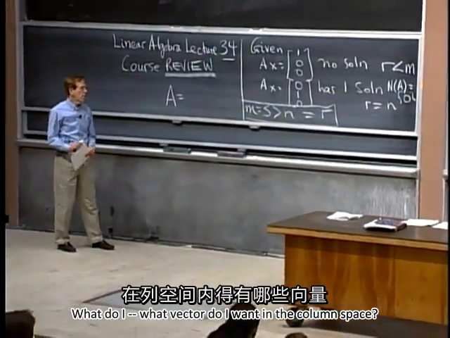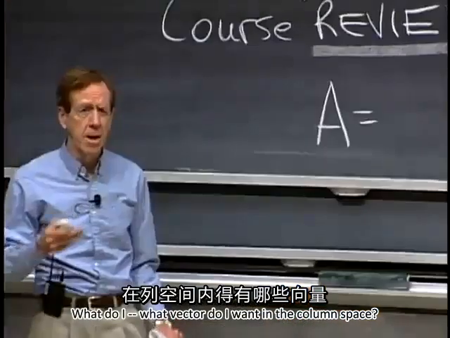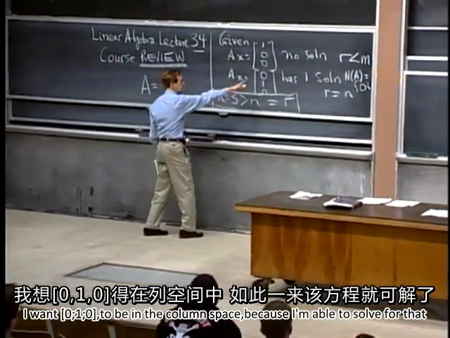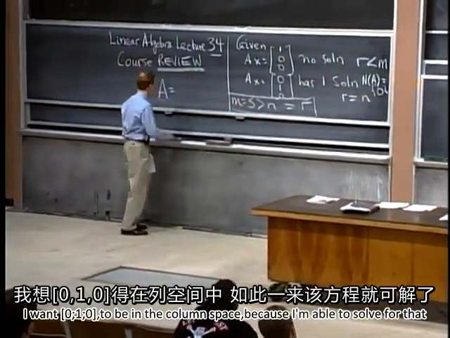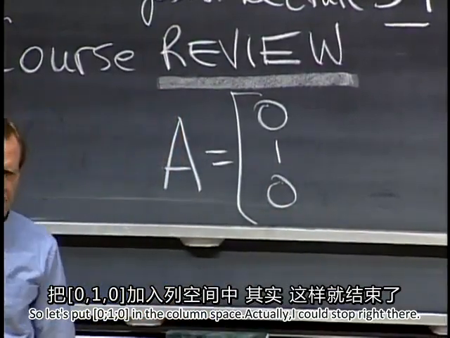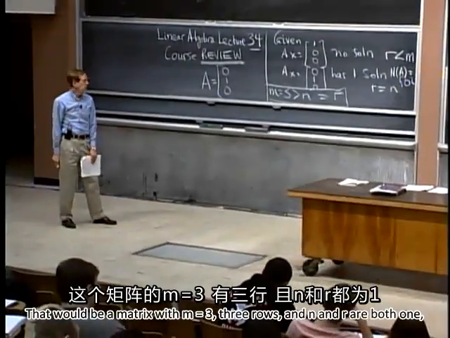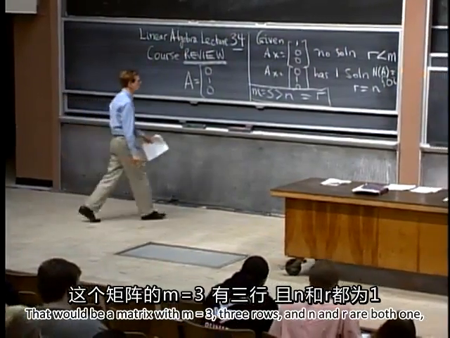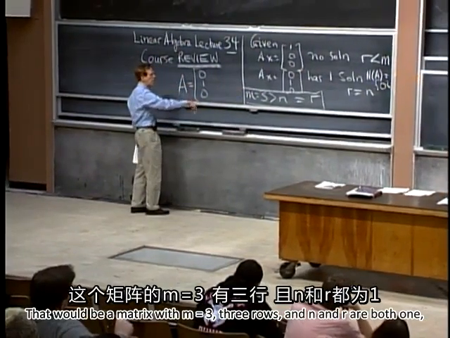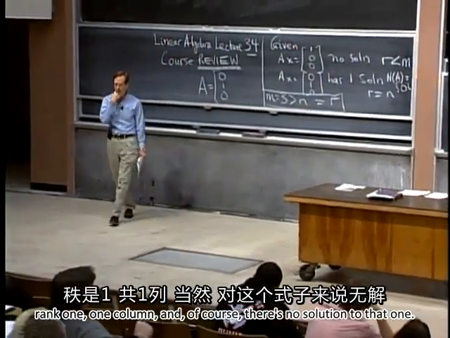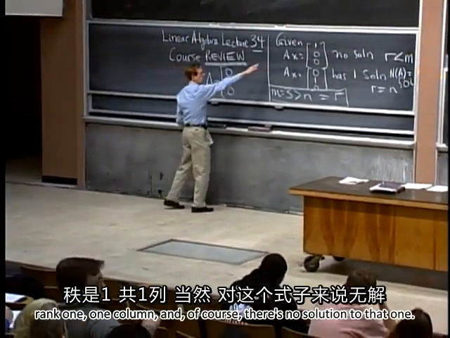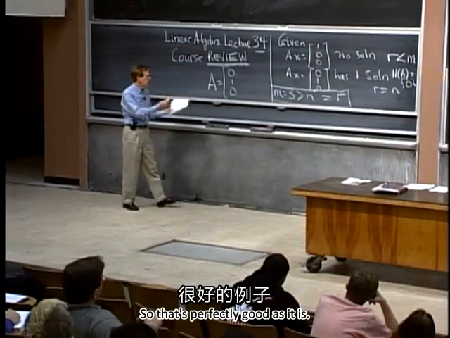Let's see. What vector do I want in the column space? I want (0, 1, 0) to be in the column space because I'm able to solve for that. So let's put (0, 1, 0) in the column space. Actually, I could stop right there. That would be a matrix with m equal 3 rows, and n and r both 1, rank 1, one column, and of course there's no solution to that one. So that's perfectly good as it is.